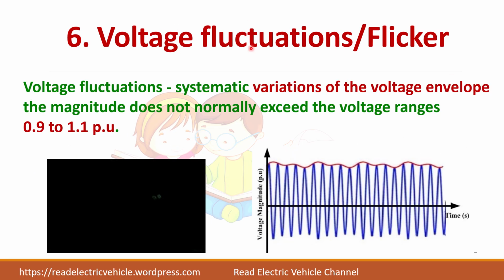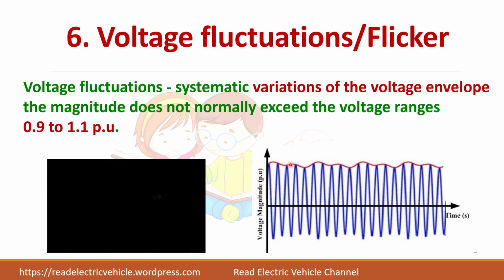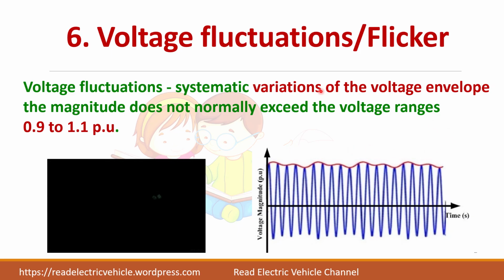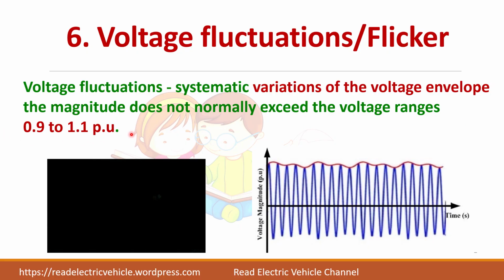So next we will see about voltage fluctuations or flicker. Voltage fluctuations means you can see this waveform. The waveform is not steady. The magnitude keeps on changing, but this change is within a specific level only. The variations of the voltage envelope should not exceed this limit, 0.9 to 1.1 per unit. If it is within the limit, we call it a voltage fluctuation or flicker. Normally we experience this type of flickering in our home itself.